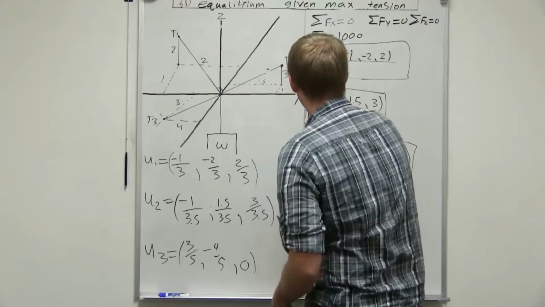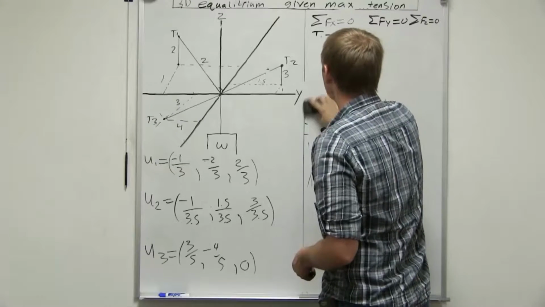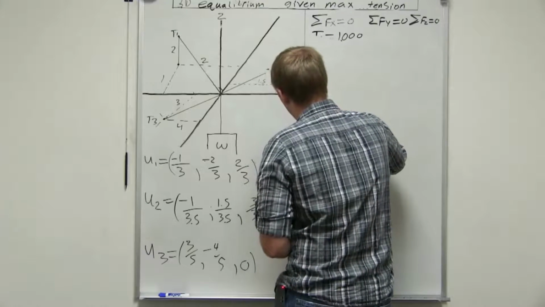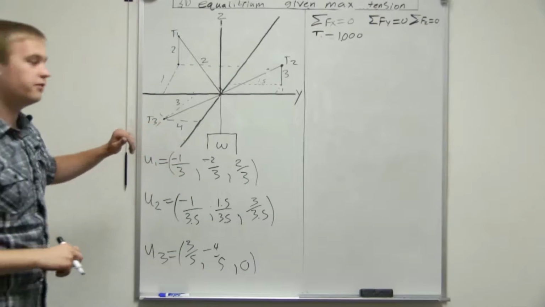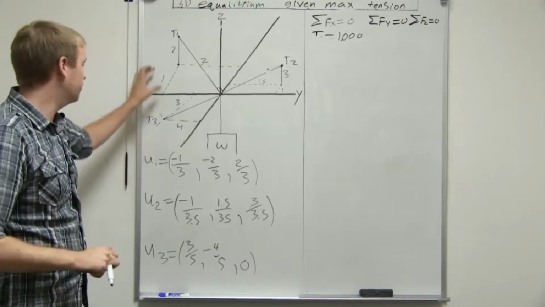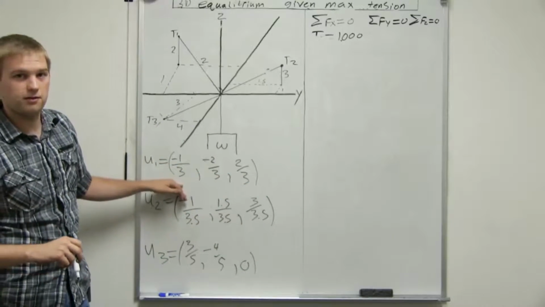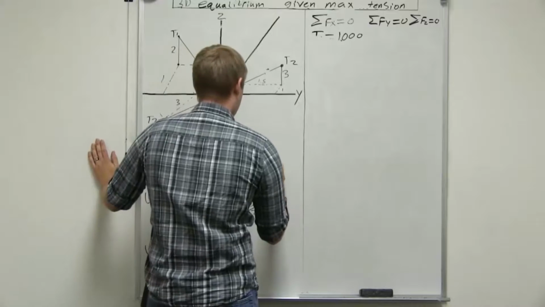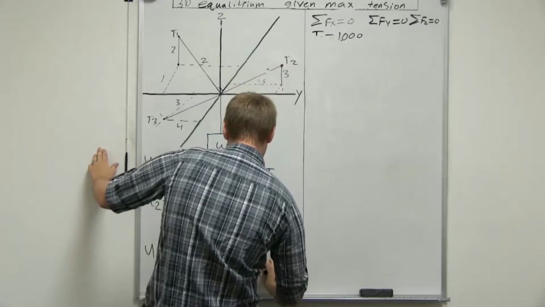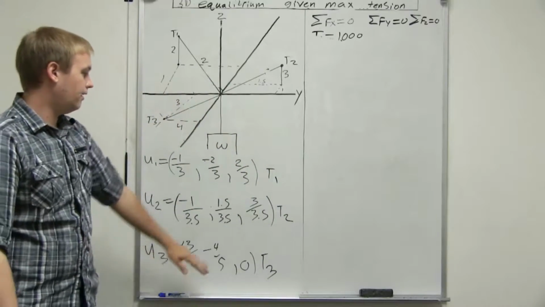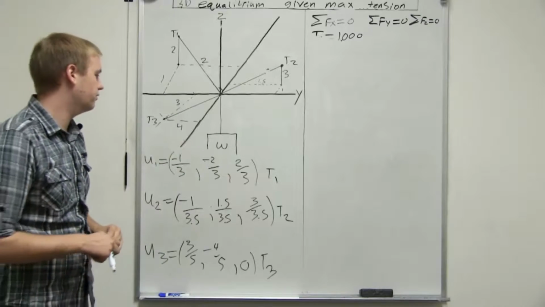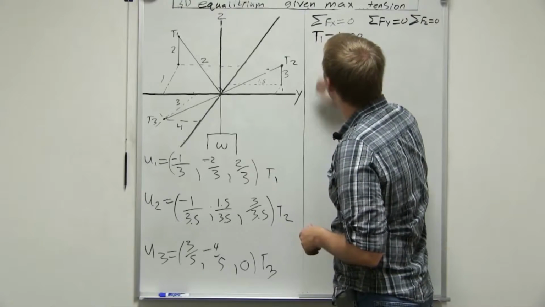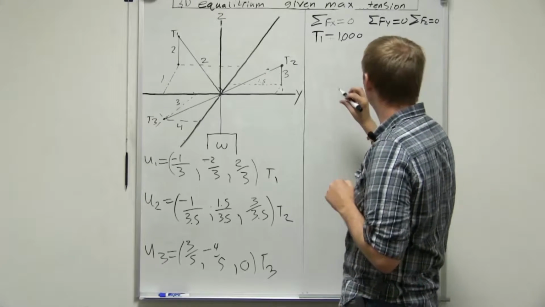Okay, now we have a little bit more room to work. If you want to get the force for these, we just multiply our force through our unit vector. So -1/3 times T1, -2/3 times T1, 2/3 times T1. We'll just do that with each of these. Given how vector multiplication works, it just multiplies them all through. Now we're going to set up the rest of our equations.